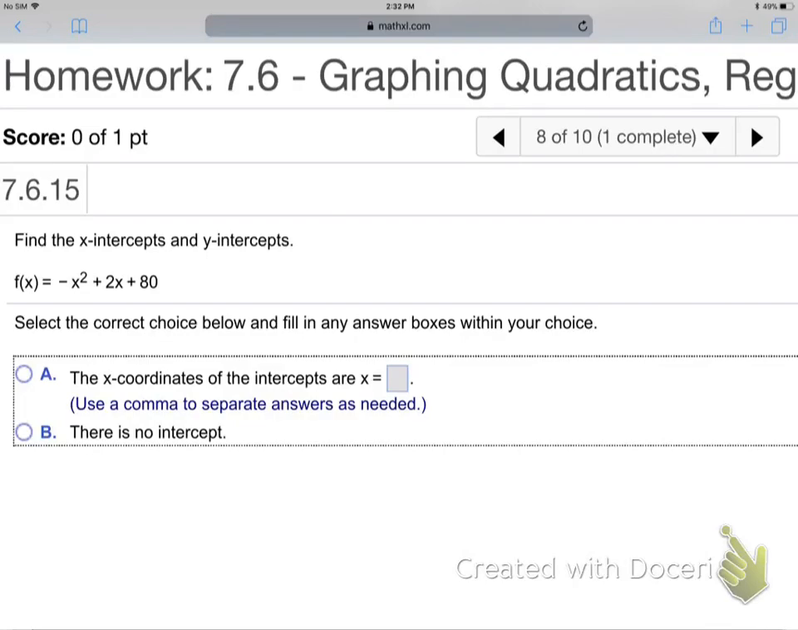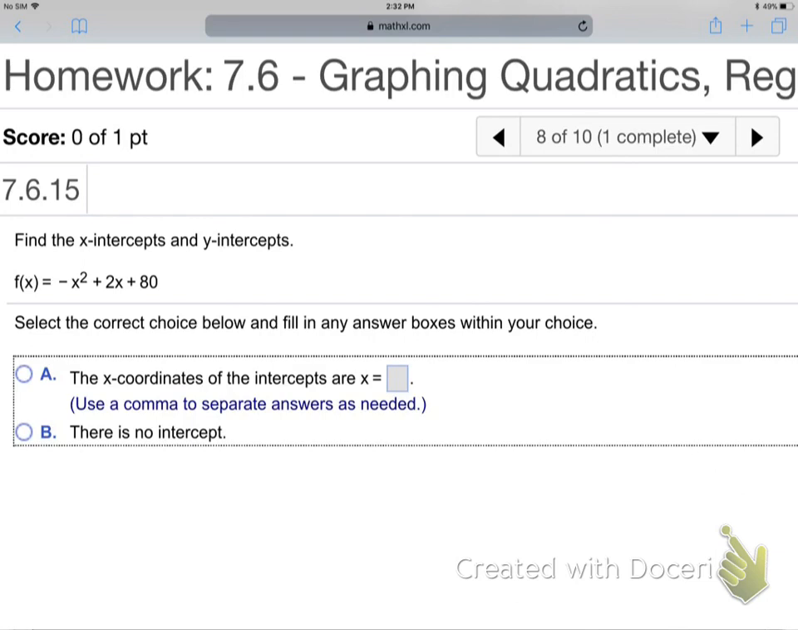So try that one. See if you can find, so don't graph it. We're done graphing. See if you can find the x-intercepts. Hey, what's the y-intercept? You can tell me right now. What's the y-intercept? 80. (0, 80) is the y-intercept. That's easy. But find the two x-intercepts.